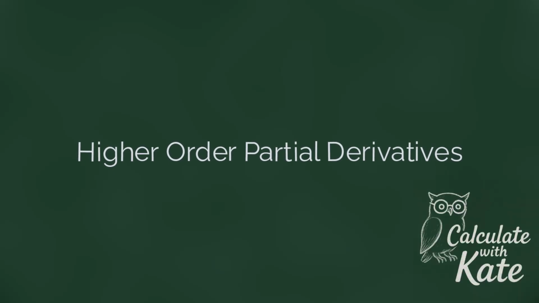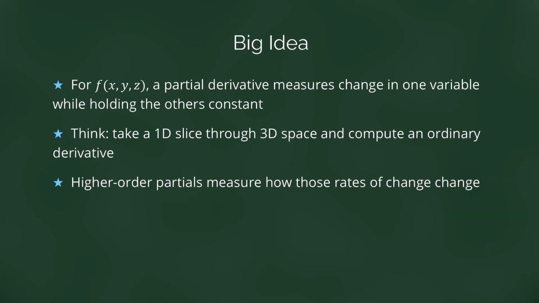Now that we can take partial derivatives, we're going to look at taking partial derivatives for functions of more than two variables, and we're also going to look at taking higher order partial derivatives. While we can't really visualize functions of more than two variables easily, we can consider that for a function of three variables or even more, a partial derivative is still going to measure change in one variable while we're holding all of the others constant. So geometrically, we're still taking one-dimensional slices through n-dimensional space and computing ordinary derivatives.